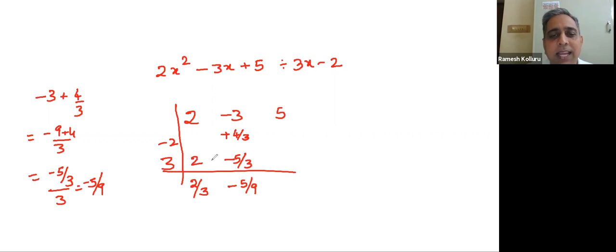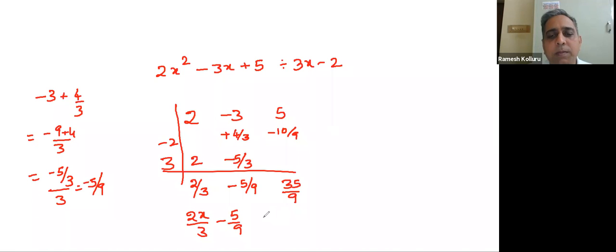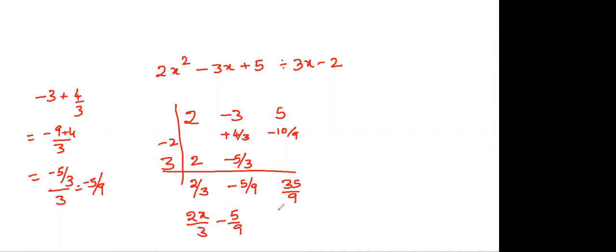That's it. And then when I am multiplying, 5 2s are 10. So here I am getting a positive, so I will get a negative, minus 10 by 9. 9 5s are 45, minus 10 is 35 by 9. So this is my remainder. 2x by 3 minus 5 by 9 into minus 2.